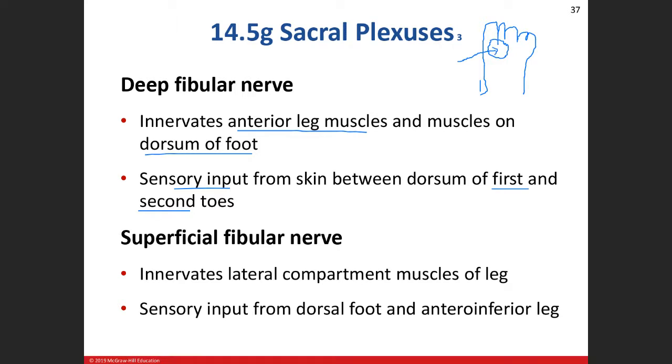Then finally, the superficial fibular nerve is going to innervate the lateral compartment leg muscles. Do you remember the names of those muscles? Remember peroneus longus and brevis, or fibularis longus and brevis? Those are the lateral compartment muscles of the leg. So this nerve will also do sensory input for the remaining top portion of the foot and then the front of your leg.